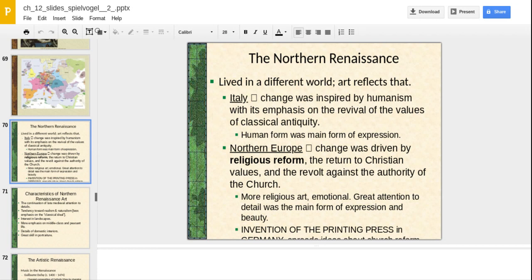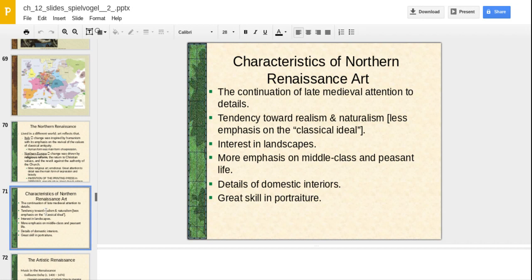In Northern Europe, you need to know that the change was driven by religious reform. It's against the Catholic Church. The return to Christian values, the revolt against the authority of the church. More religious art is emotional. Great attention to detail was the main form of expression and beauty. And we're going to see some incredible attention to detail in some paintings here in just a little bit. The invention of the printing press in Germany basically makes the Reformation possible.